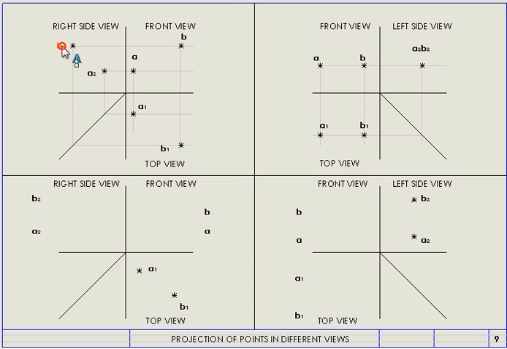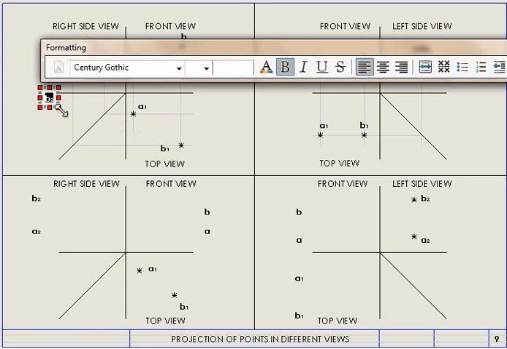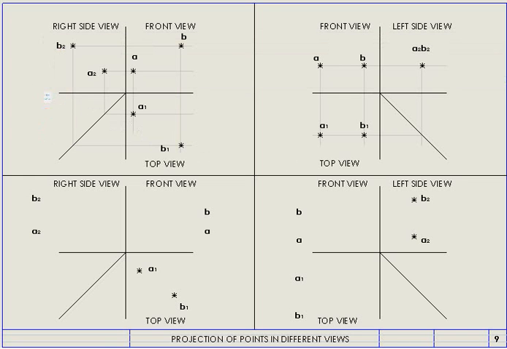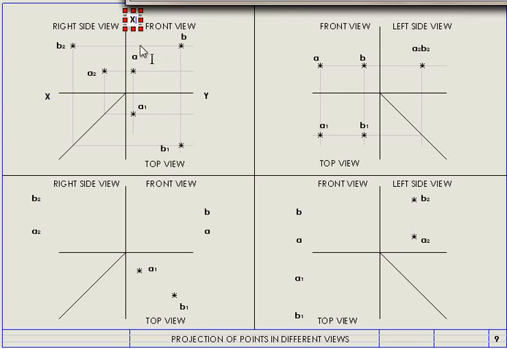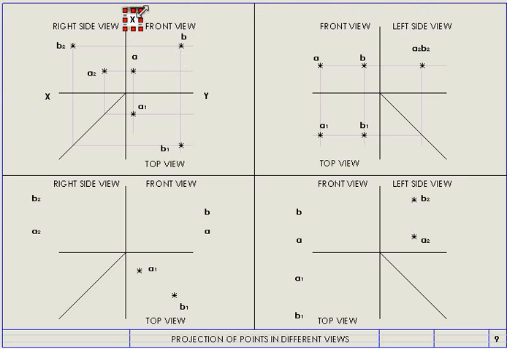Please remember, guys, that we do have to go and label our axes. Remember, we read from left to right, so this will be X, this one will be Y, and also this one will be X1, so I'm going to change that to X1, and this will be Y1.